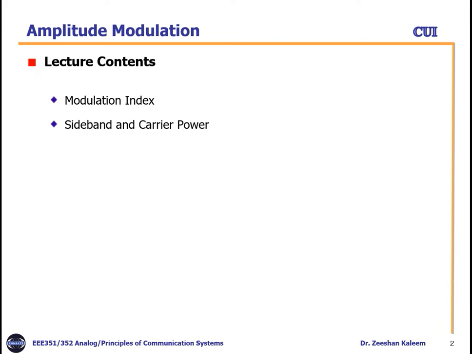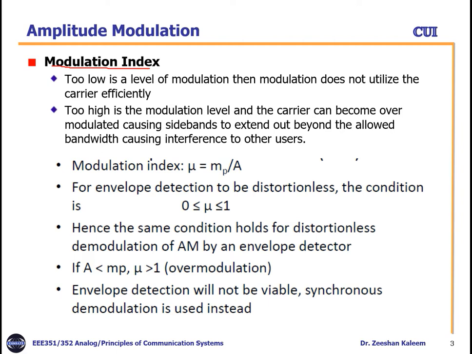So, modulation index, why we use this and how we calculate it, let's discuss. It is a very important parameter for successful detection or decoding of a transmitted signal. In case the modulation index is too low, the modulation does not utilize the carrier efficiently. It means that if you are modulating the signal and your value of the modulation index is too low, then you are not efficiently utilizing that carrier signal.